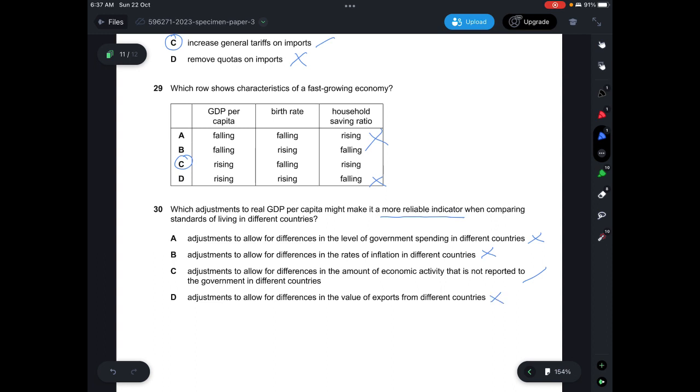Incorrect. So real GDP per capita, you want to make it a more reliable indicator, you need to record activity that is not reported in order to make sure that you'll be able to really compare the standards of living. Because even though in some cases the GDP per capita is relatively higher, this doesn't mean that the standard of living can really tally with the real GDP per capita. There could be hidden activity that the government doesn't know, so they have to factor that in to make sure that it is more accurate. So the answer here is C.